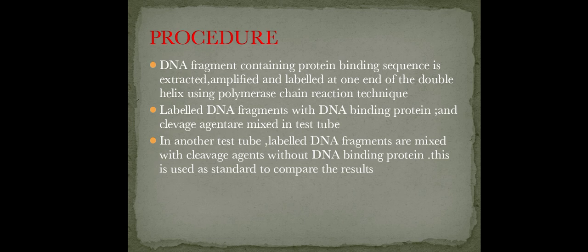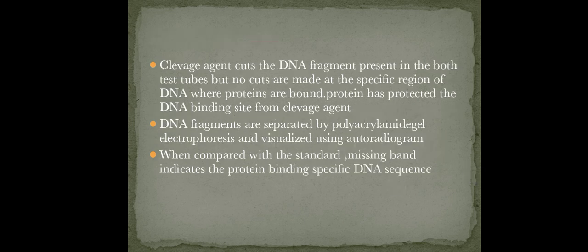Procedure. First, the DNA fragment containing the protein binding sequence is extracted, amplified and labeled at one end of the double helix using polymerase chain reaction. Labeled DNA fragments are mixed with DNA binding protein and cleavage agent in a test tube. In another test tube, labeled DNA fragments are mixed with cleavage agents without DNA binding protein. This is used as a standard to compare the result.